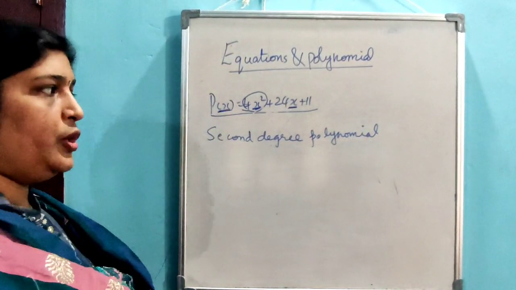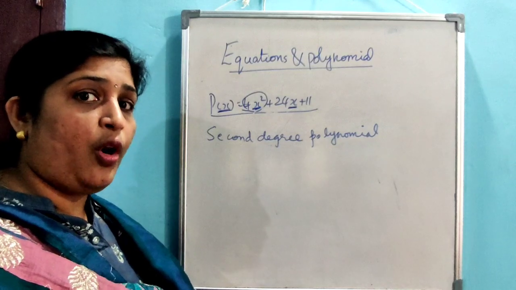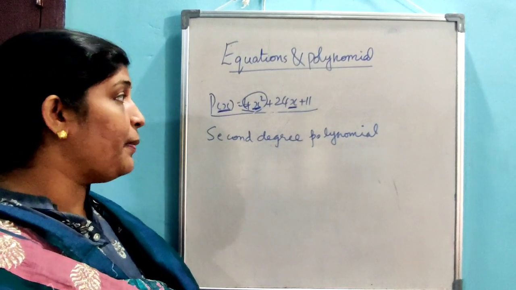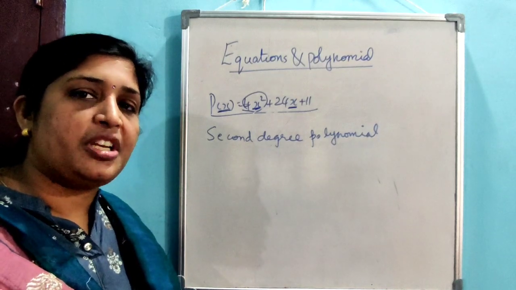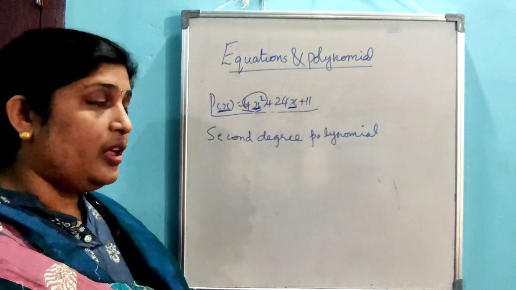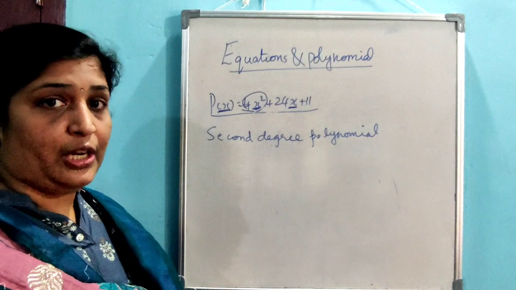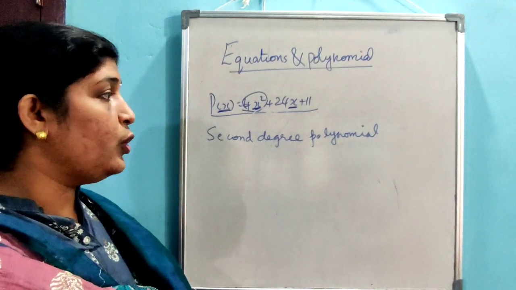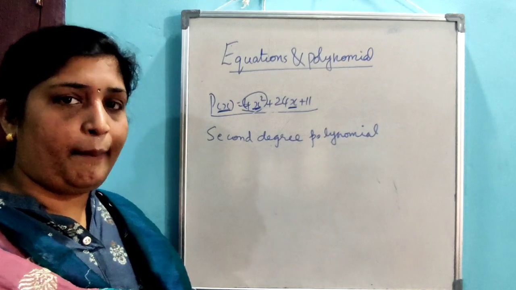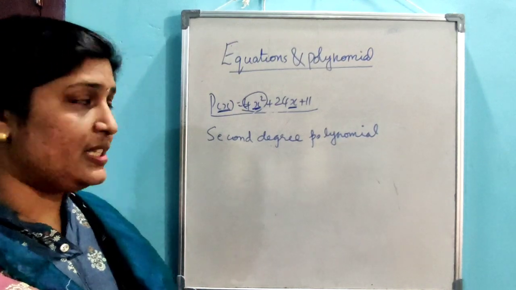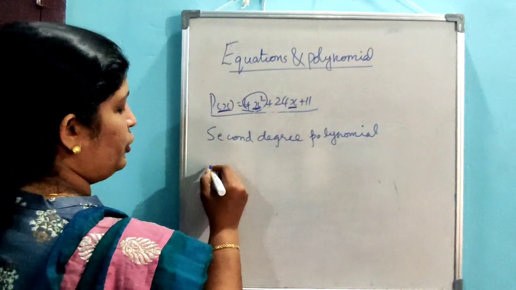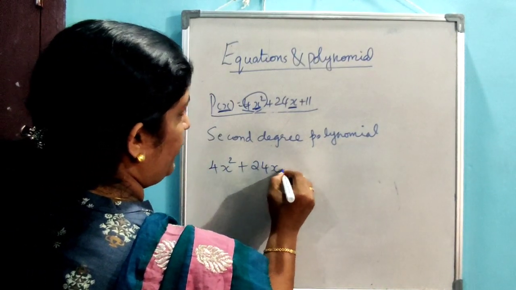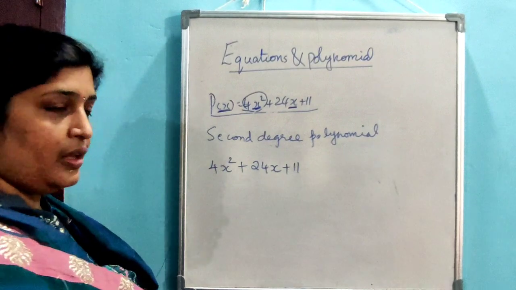So to find the solution of polynomials, we are making use of our square completion method. Okay. How do we do this? See, this is our polynomial. What is our polynomial? 4x square plus 24x plus 11.